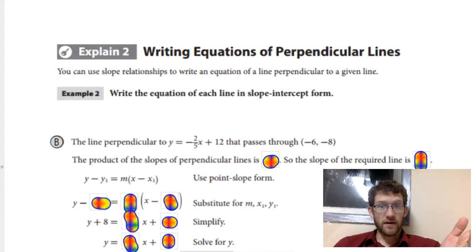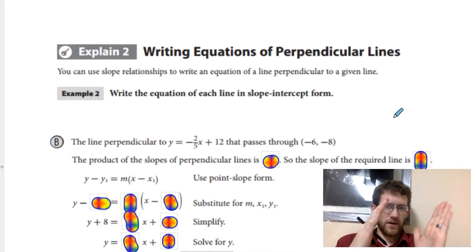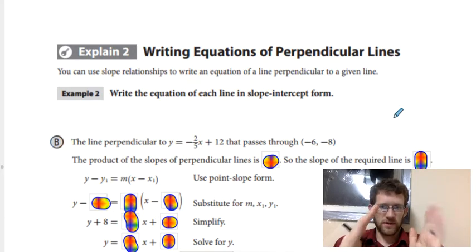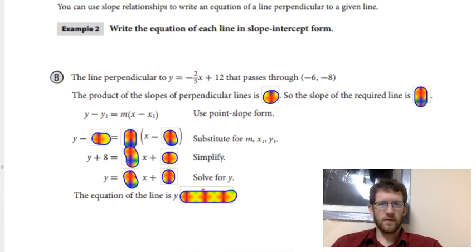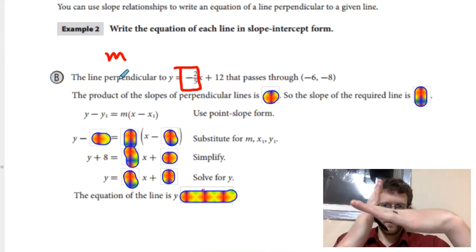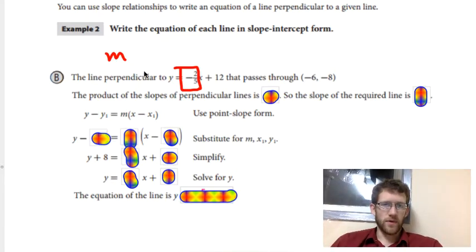All right, now if it's perpendicular, since before it was parallel and we just took the same slope, this time we're going to take the opposite reciprocal. So for example, this one here, it asks us to write an equation for the line perpendicular to y equals -2/5x plus something. So note here that the slope of this one is -2/5. The slope of the line that's perpendicular to it is going to be a very different slope. It's going to be the opposite reciprocal.